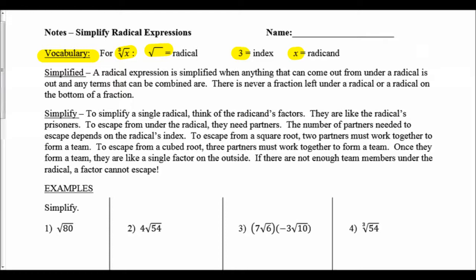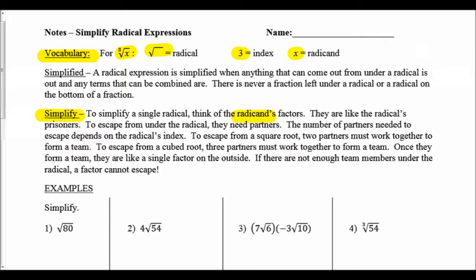To simplify a radical, we have a few things that can happen. For a single radical, we want to start out and think of the radicands, that's the part underneath the radical. Think of their factors. They are like the radical's prisoners. To escape from underneath the radical, they need partners. The number of partners needed to escape depends on the radical's index. That was the little number inside the radical.